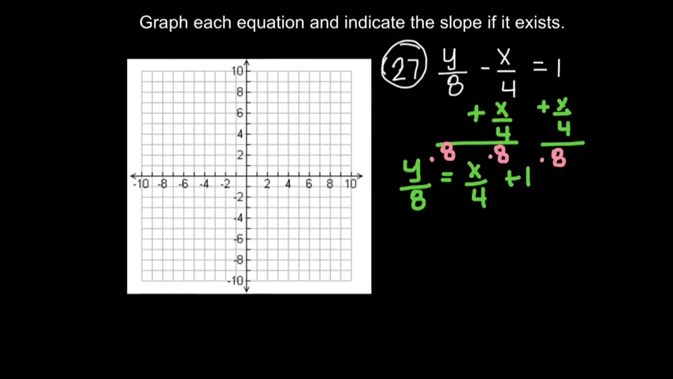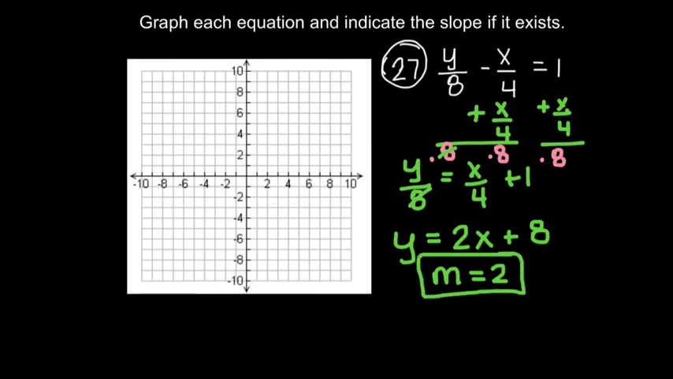So what happens is my 8's cancel over here, and I have y equals x over 4 times 8, which would be 8x over 4. That simplifies to 2x, plus 1 times 8 is 8. So this is my equation in slope-intercept form. Again, the slope is the coefficient of x, so the slope in this case is +2.